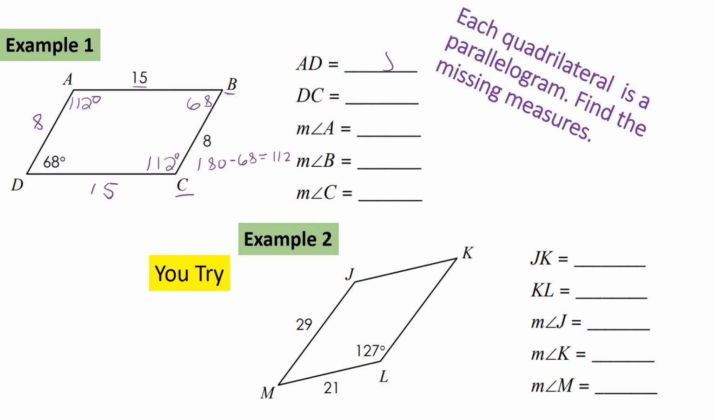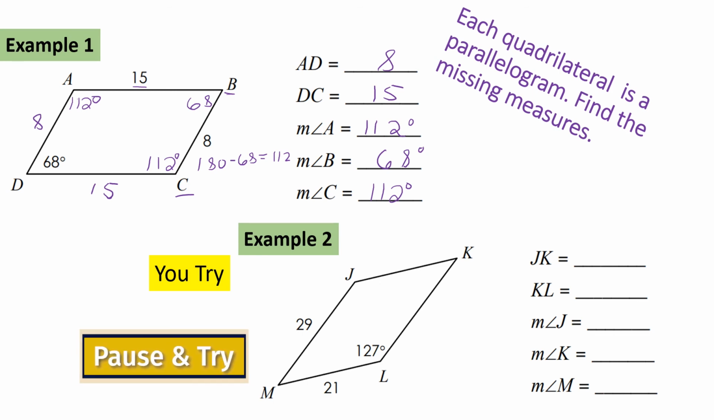AD is 8. DC is 15. Angle A is 112. Angle B is 68. Put my degree symbol here. And angle C is 112. All right. So I've done the first problem for you. I would like for you to pause the video and try the second problem on your own. So go ahead and pause and try this one on your own.